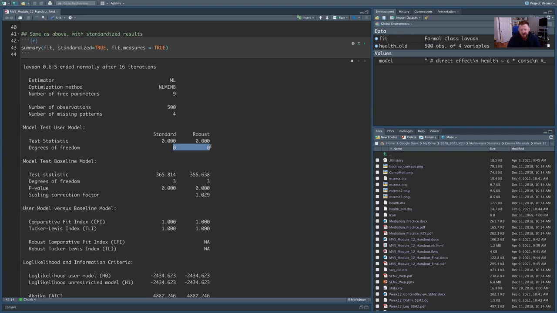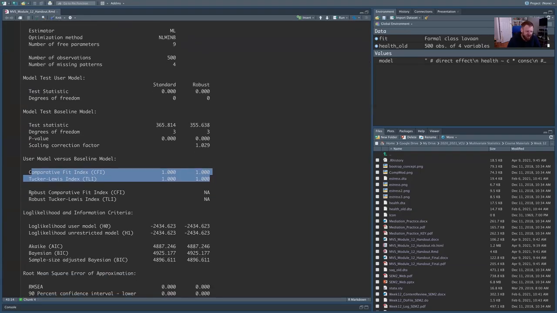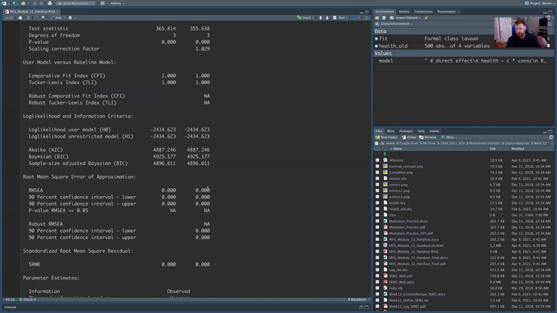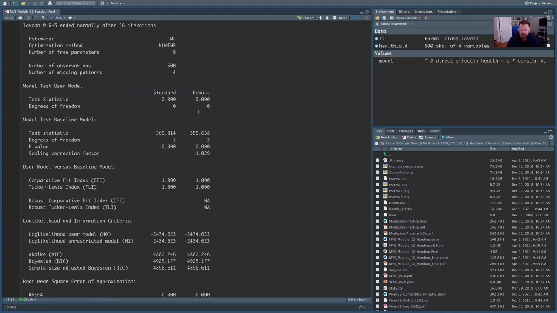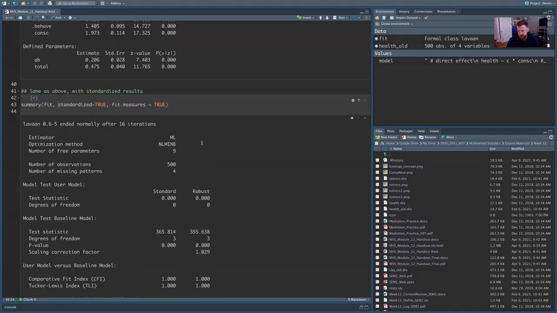Sometimes this throws you off because when you look down here at the CFI and the TLI, you're like, oh my gosh, they're equal to 1. This model's amazing. Now, the other hint that something might be going on is that you don't get an estimate of the RMSEA. It's just all zeros. And you don't get an estimate of the SRMR. They're just all zeros. So this does not mean that your model fits perfectly. It means that you don't have any degrees of freedom to measure model fit. So all of these fit statistics really don't come into play when you're fitting a just identified model. You could probably just take that part out if you wanted to.